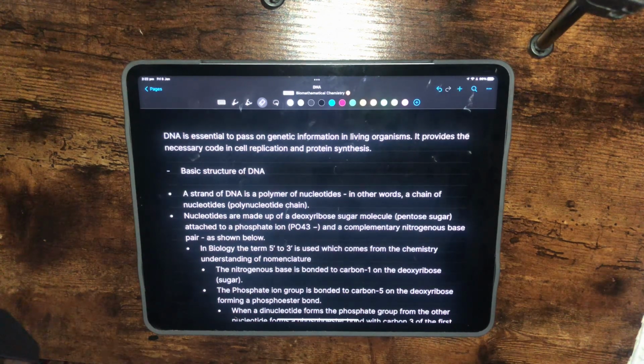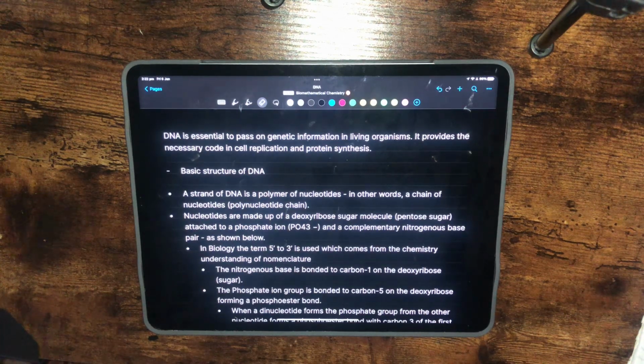So, DNA is essential to pass on genetic information in living organisms. It provides the necessary code in cell replication and protein synthesis. So, basic structure of DNA. A strand of DNA is a polymer of nucleotides. In other words, a chain of nucleotides, which is just a polynucleotide chain.